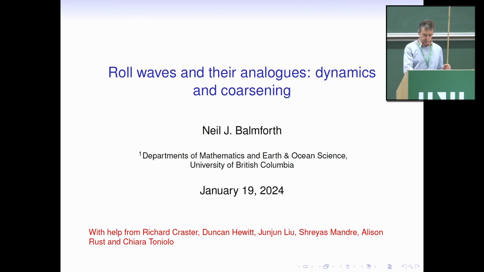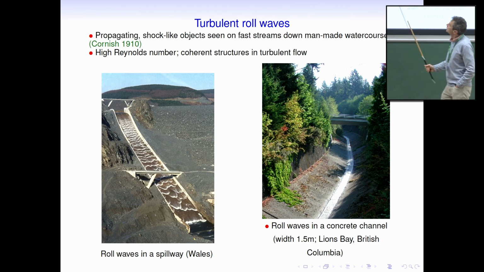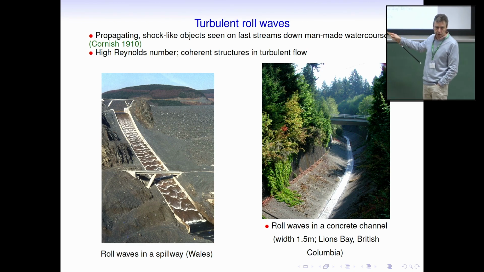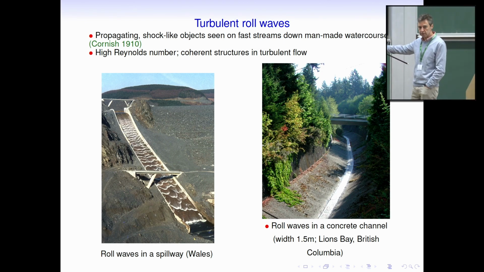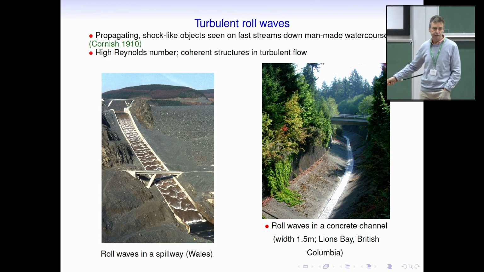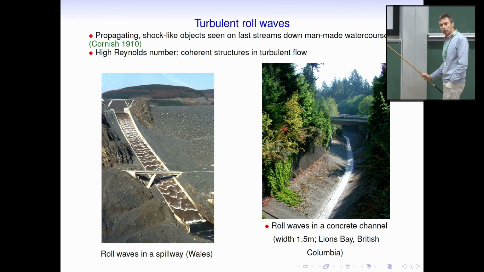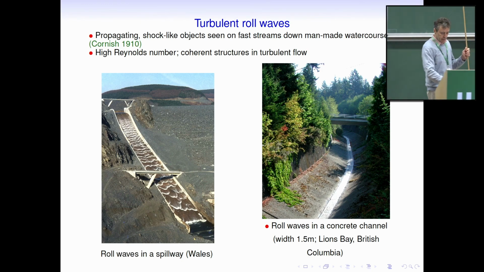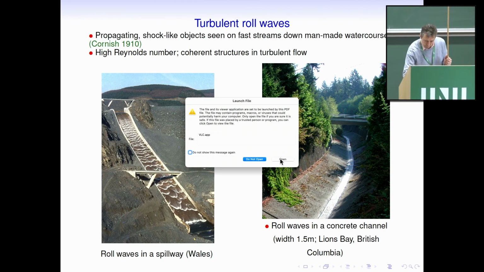So let me first of all tell you what roll waves are. According to Cornish of 1910, roll waves are these shock-like objects that form on fast-moving water conduits. They are high Reynolds number features. So they often appear in man-made conduits, but not always. So this is in a spillway from a dam in Wales, and this is from a place that's close to home for me.